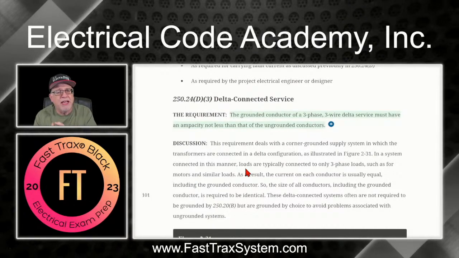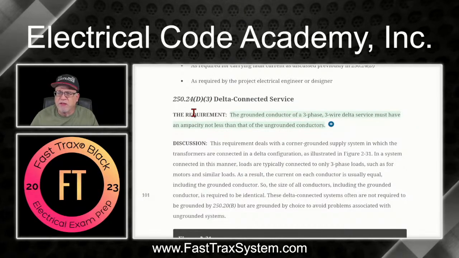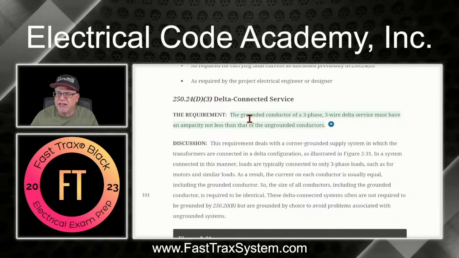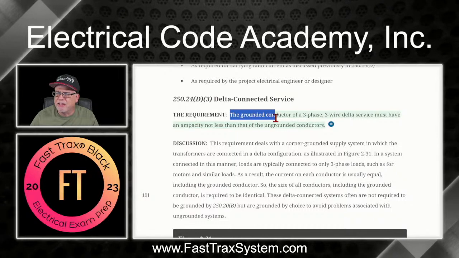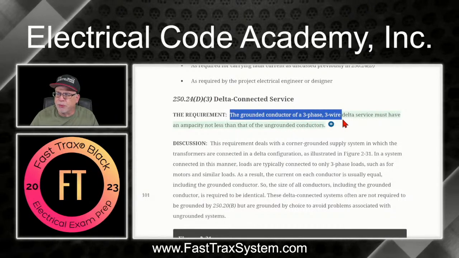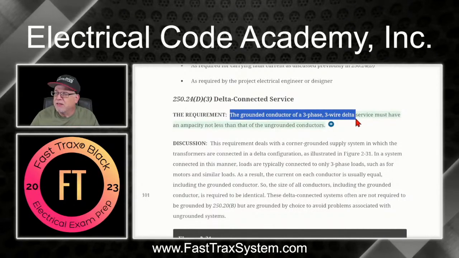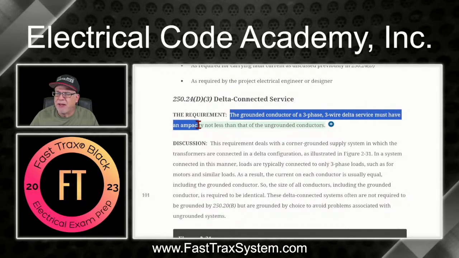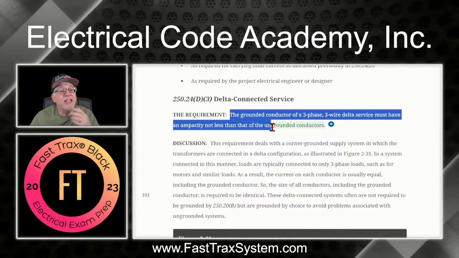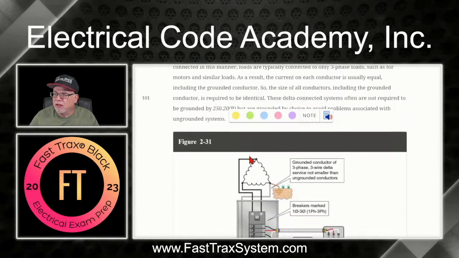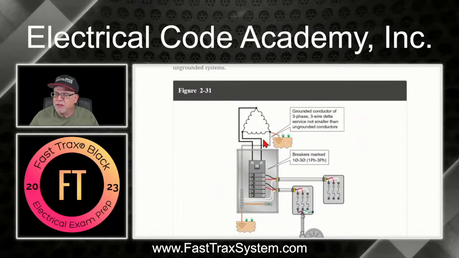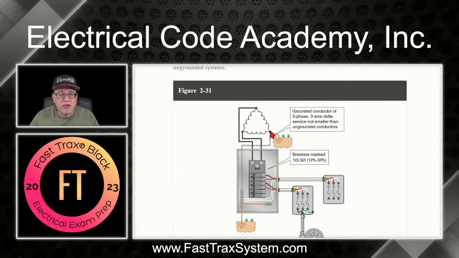Now, lastly, when it comes to sizing the grounded conductor, we want to talk about the grounded conductor that's from a corner grounded delta. So 250.24(D)(3), delta connected services. It says the grounded conductor of a 3-phase, 3-wire delta service must have an ampacity of not less than that of the ungrounded conductors.